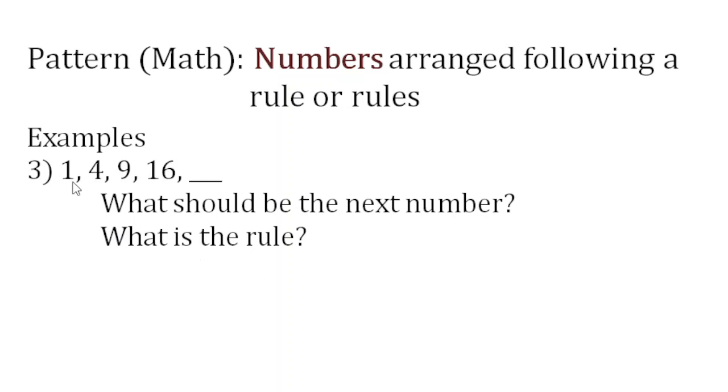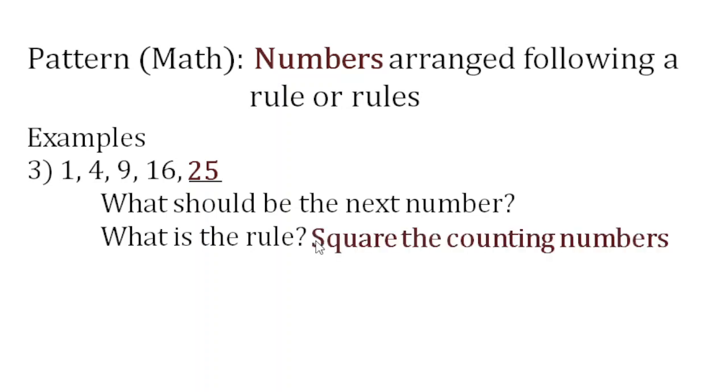How about if we have the numbers 1, 4, 9, 16? What should be the next number? Yes, it's 25. And what is the rule? We square the counting numbers. So 1 squared is 1, 2 squared is 4, 3 squared is 9, 4 squared is 16, and 5 squared is 25.